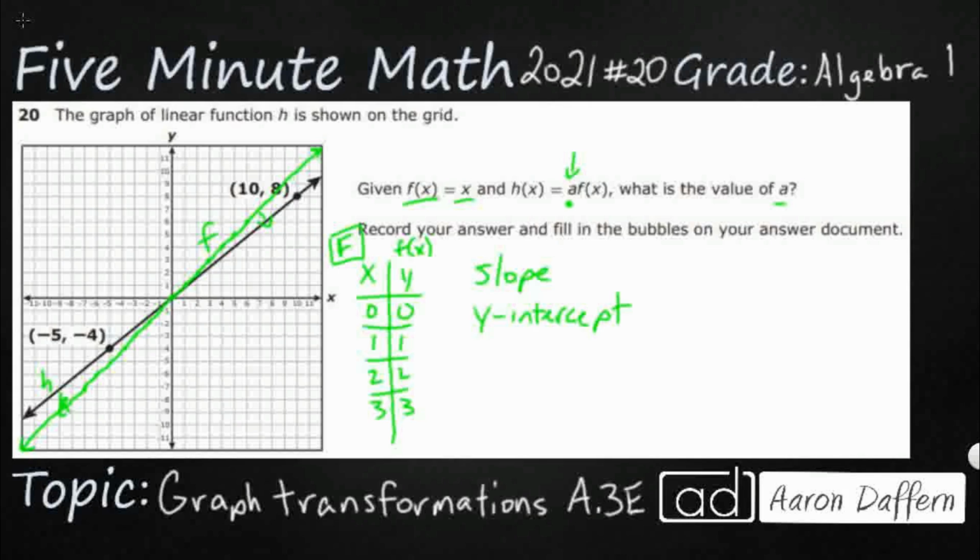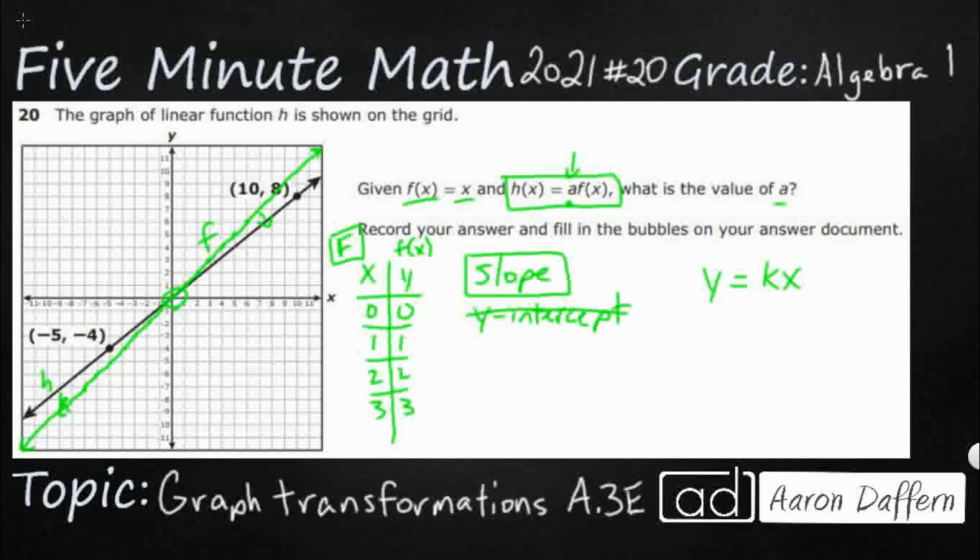Now, both of these are what we call direct variation, right? It's y equals kx. Simply because they're proportional, they both go through the origin. So we don't have to worry about the y-intercept. They're both 0. It goes to the origin. So what changed? It's the slope.